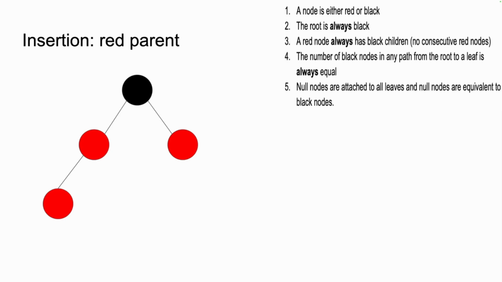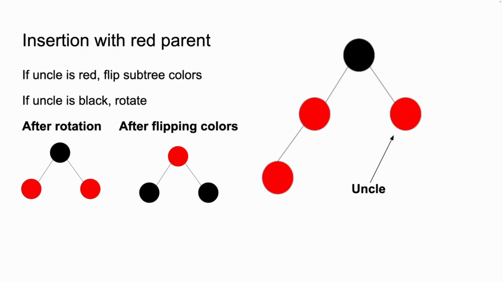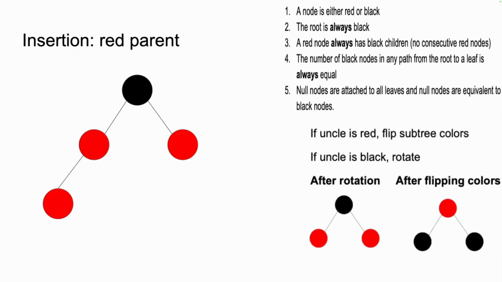There are 2 different cases, and we have to focus on the uncle. Circled on the right is the uncle, which is just the sibling of the parent, or whatever is on the same level as the parent of the node you're inserting. If there's nothing there, remember that null nodes are black nodes. So that's the uncle. For the subcases, if an uncle is red, we flip the subtree colors. If an uncle is black, we rotate. These are similar to the rules, for after rotation and after flipping colors, this is what you should color them in. If you have a cheat sheet or you're able to memorize these, it's very helpful, and I'll put them in the bottom right as well.